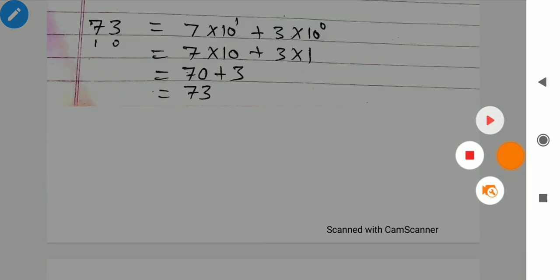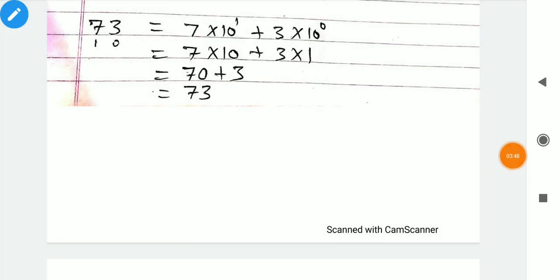Another example is 73. The 73 can be represented as 7 into 10 to the power 1 plus 3 into 10 to the power 0, and after solving the equation you will find the number 73, that is also the decimal number.